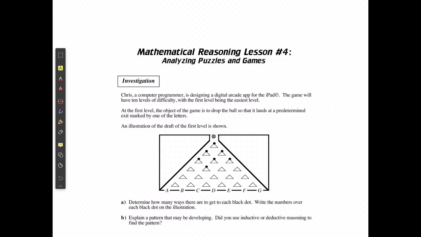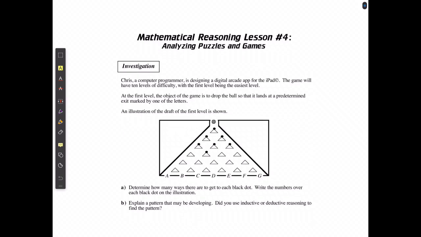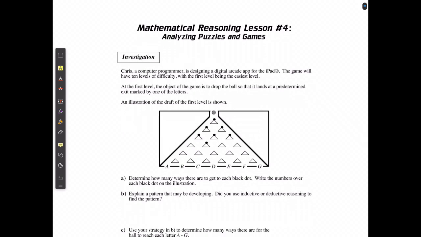Okay, so let's take a look at the last part of math reasoning, which is going to be taking a look at puzzles and game theory. So, for our first investigation, it says Chris, a computer programmer, is designing a digital arcade app for the iPad. The game will have 10 levels of difficulty, with the first level being the easiest. At the first level, the object of the game is to drop the ball so that it lands at a predetermined exit marker by one of the four letters down at the bottom here: A, B, C, D, E, F, or G. An illustration of the draft of the first level is shown.